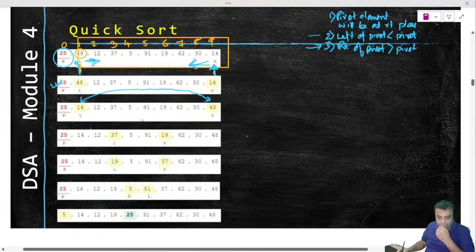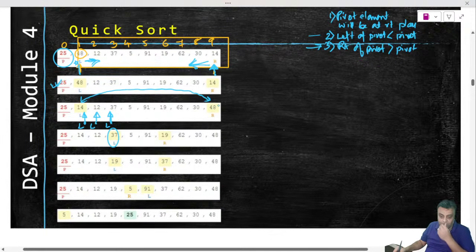So 14 and 48 getting swapped means now the left pointer sees that what? Left pointer sees that 14 is less than 25. So the left pointer can move forward to 12. 12 is less than 25. So that left pointer can now move forward to 37. So this is my left pointer moving forward, and once it moves to 37, it stops there because 37 is now greater than 25. I said left pointer has to have everything less, then only it can move forward. 37 is not less than 25. So I am going to stop there.